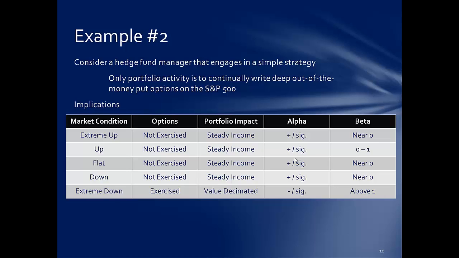But here's the deal. If the market ever tanks, those options will be exercised. The portfolio will be absolutely decimated. There's going to be huge negative and significant alpha, and the beta will shoot above 1. But the problem is we see so few of those episodes in a data set that all of these data points will overwhelm this data point. If you just do an overall regression, that's probably going to show positive and significant alpha, and it's probably going to show a pretty low beta.